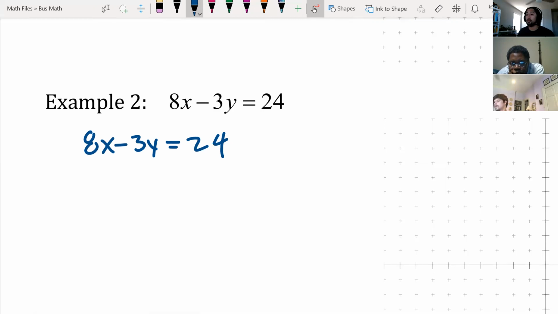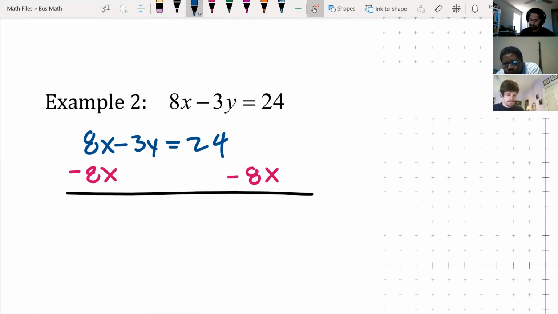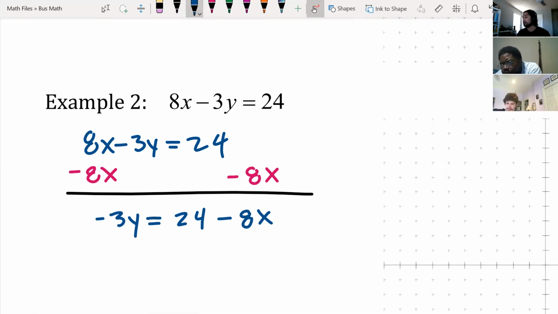And then when I solve for y, the first thing I'm going to do is subtract 8x over to the right side. This will give me negative 3y equal to 24 minus 8x. Okay, and now the only thing we have left to do to solve for y is divide by negative 3. Everything gets divided by negative 3.